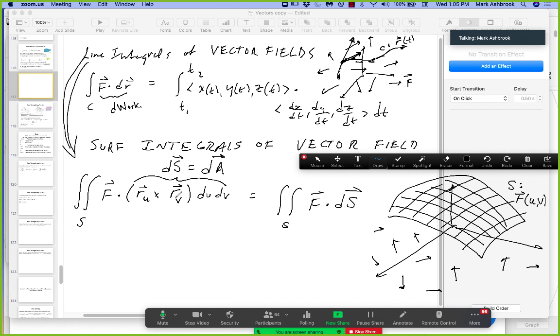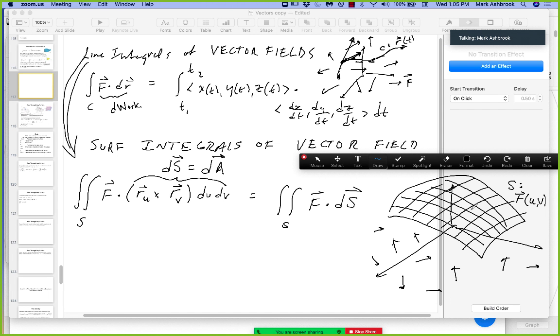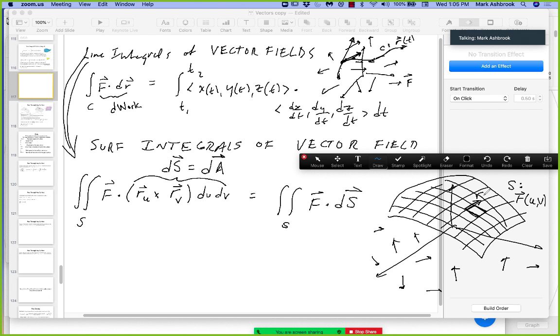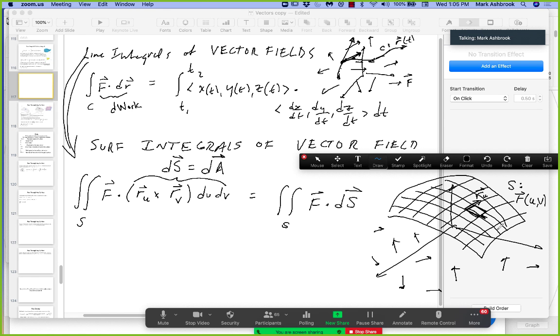So ru and rv, these partial derivatives, would be, for instance, for this little element right here, it's kind of like our parallelogram element. ru would be tangent to a curve of constant v value. So maybe this is ru. And rv would be tangent to the trace of constant u value.